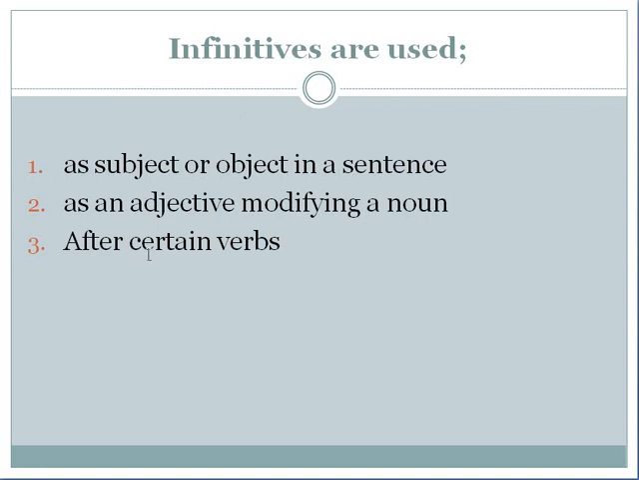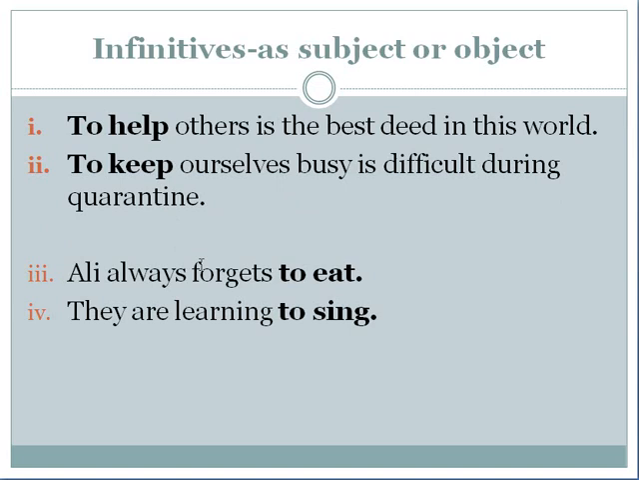As I told you, infinitives play the role of parts of speech in a sentence. So adjective is a part of speech, so they are also used as an adjective modifying a noun. Infinitives are also used after certain verbs. Again, the same thing we did in gerunds. Now we are going to know how infinitives are used after certain verbs. Here we can see infinitives as subject or object. The very first use is infinitives as subject or object.